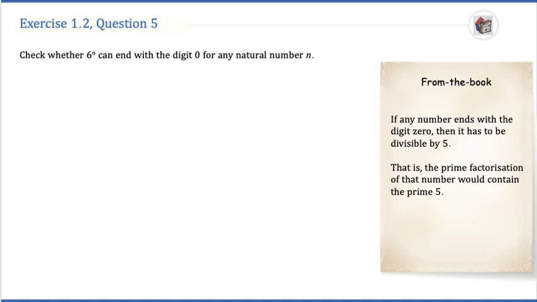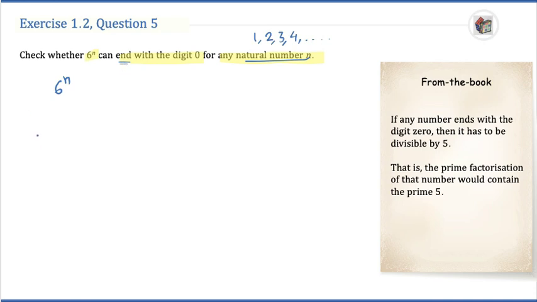Exercise 1.2, question 5. Check whether 6 to the power n can end with the digit 0 for any natural number n. So we have to check whether this can ever happen or not. So what are we talking about? We are talking about 6 raised to the power n, where n can be any natural number. Natural numbers are 1, 2, 3, 4. So if n is any of these, what about the last digit of 6 to the power n? Can it be 0? That is what it means to end with it.